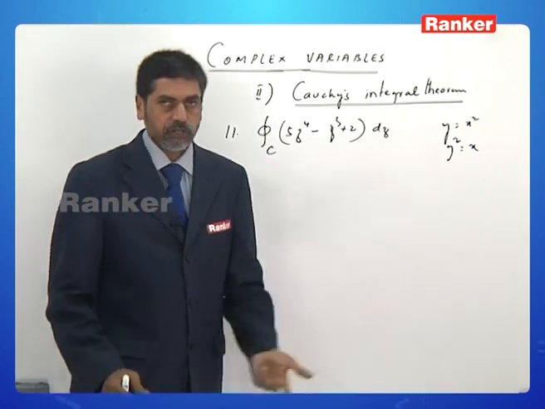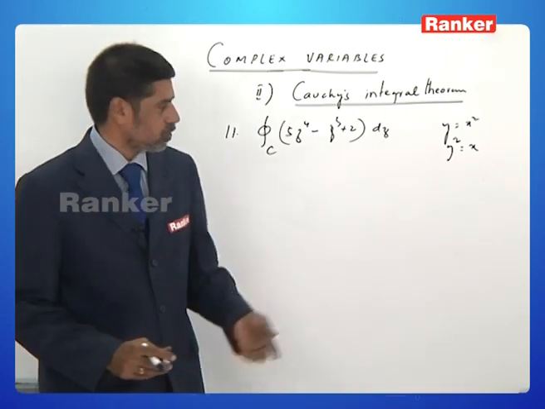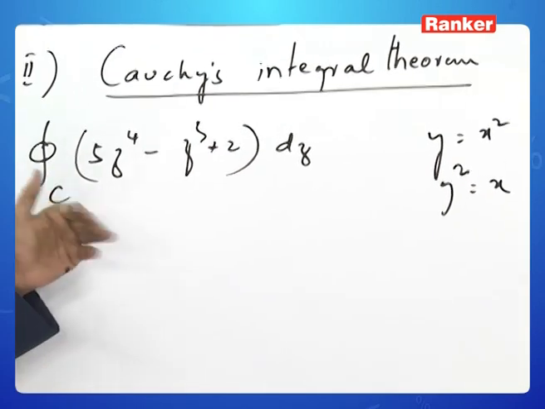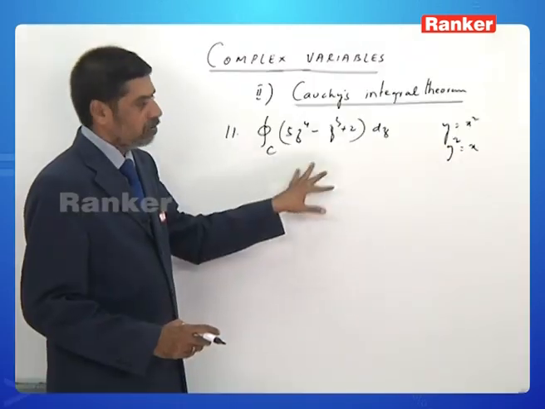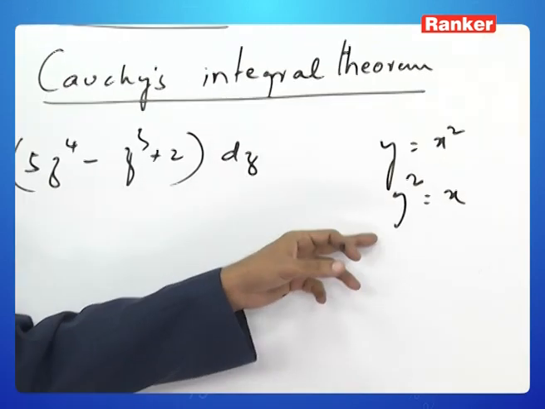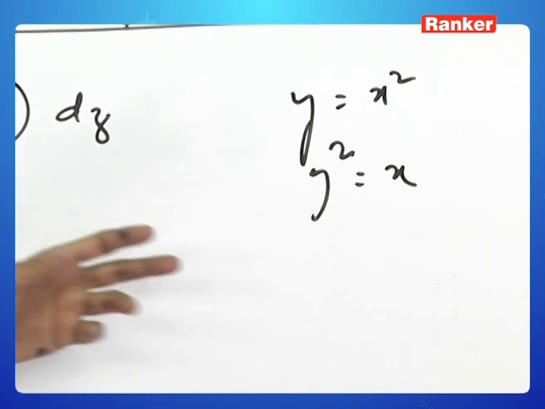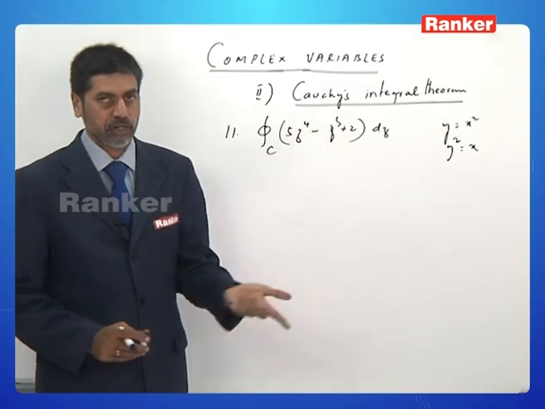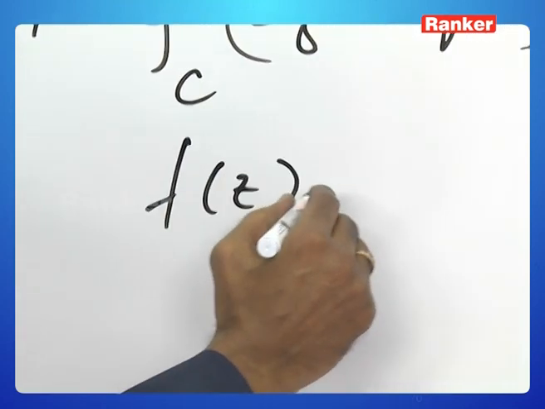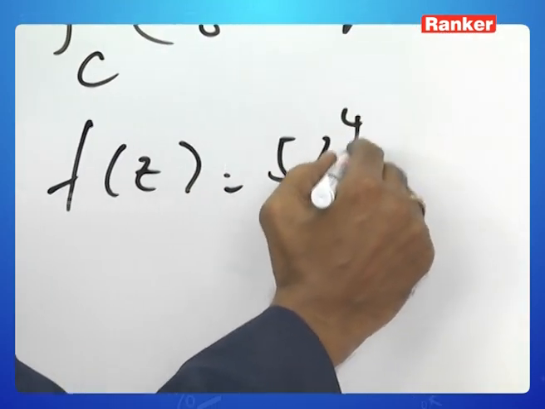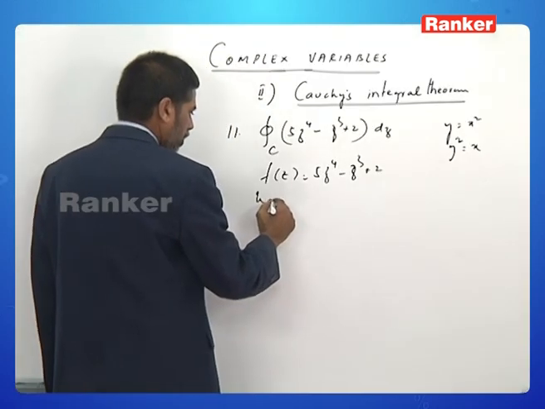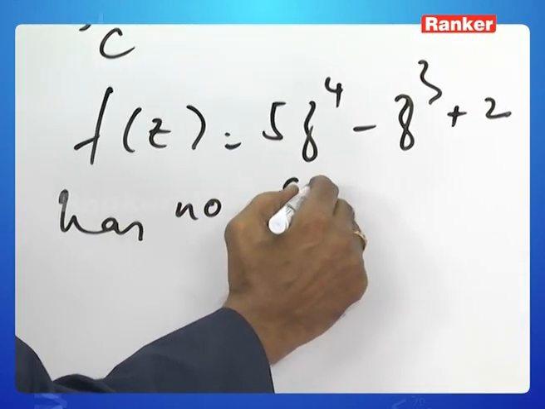Strictly speaking, we need not waste any time on this problem because once again this is a polynomial function and therefore there are no singularities for this function, whatever be the region. Some students end up drawing diagrams and labeling them and all that, forgetting that this function has no singularities. So we'll coolly say that f of z is equal to 5z to the power of 4 minus z cube plus 2 has no singularities.